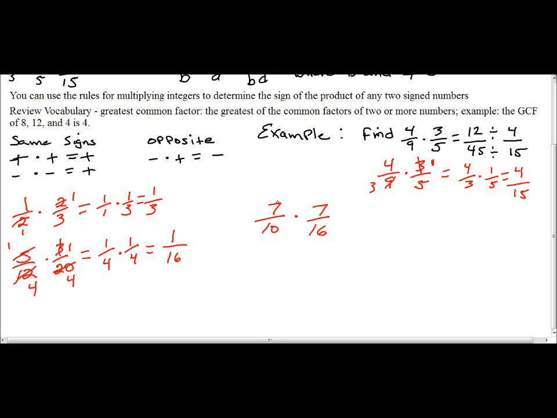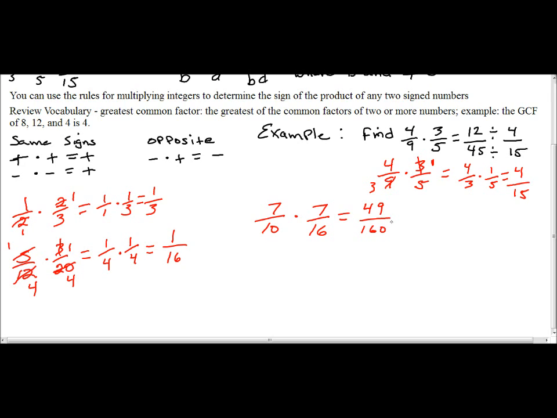So I see 7 is prime. So if 7 is prime, that means it only divides 1 and itself. So it will not be a factor of 16. And again, if it's prime, it won't be a factor of 10. So we just automatically go ahead and multiply: 7 times 7, numerator times numerator, is 49.